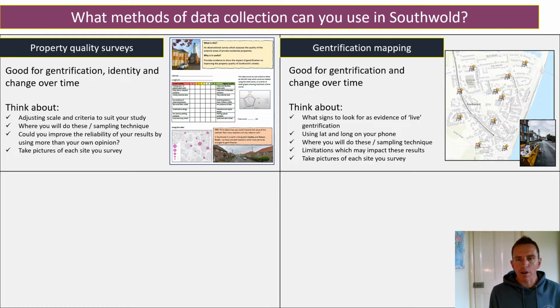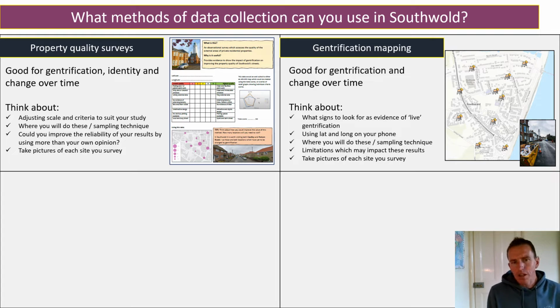So as they're walking around the town, wherever they see any evidence of what you could say is live gentrification, they make a note of where they are and they log their latitude and longitude of that location. And later they can then map the examples of live gentrification that they've seen and create something like you can see on the screen here.